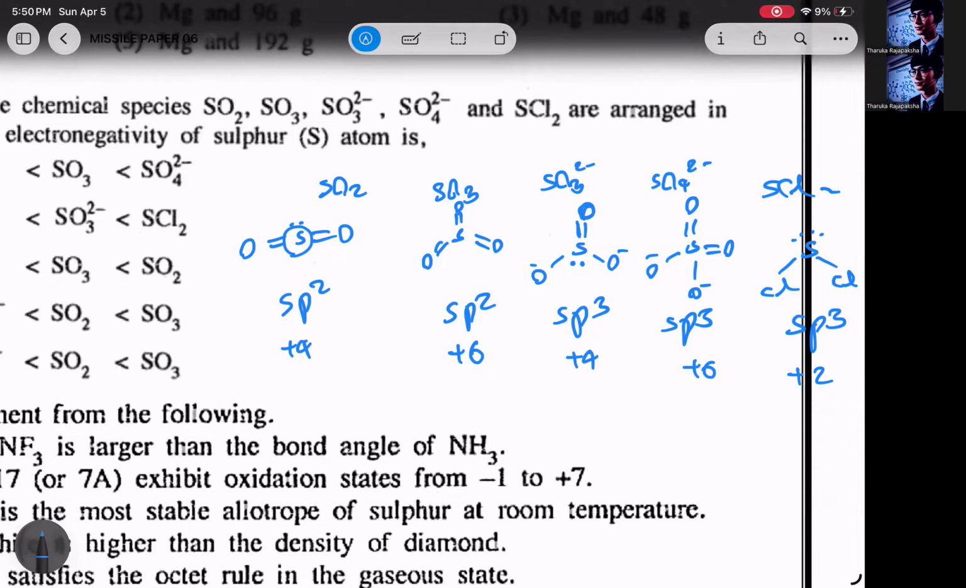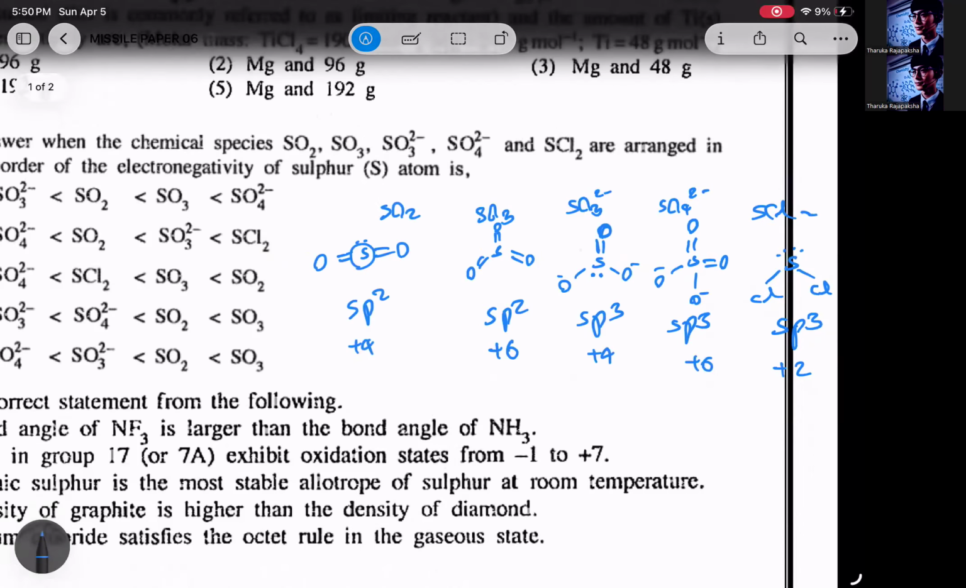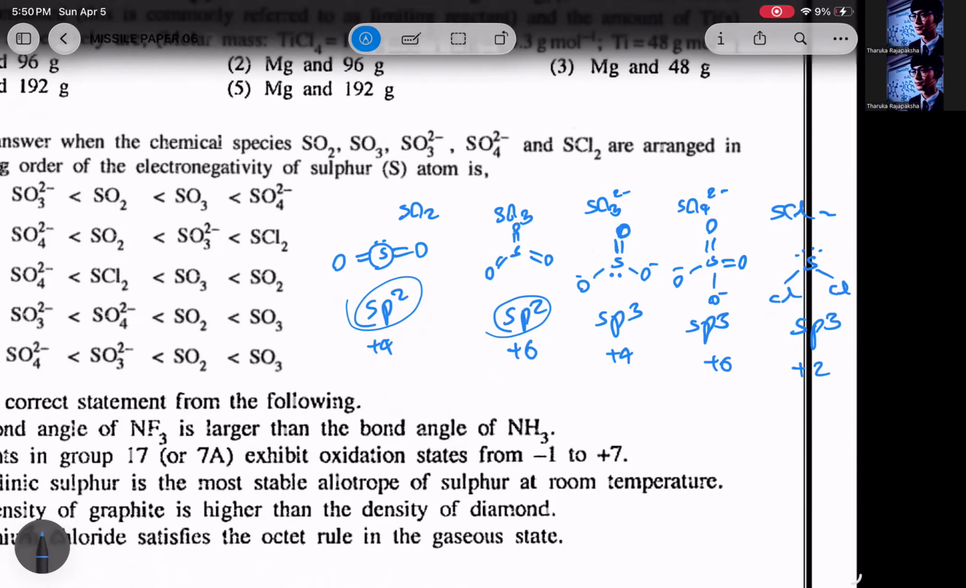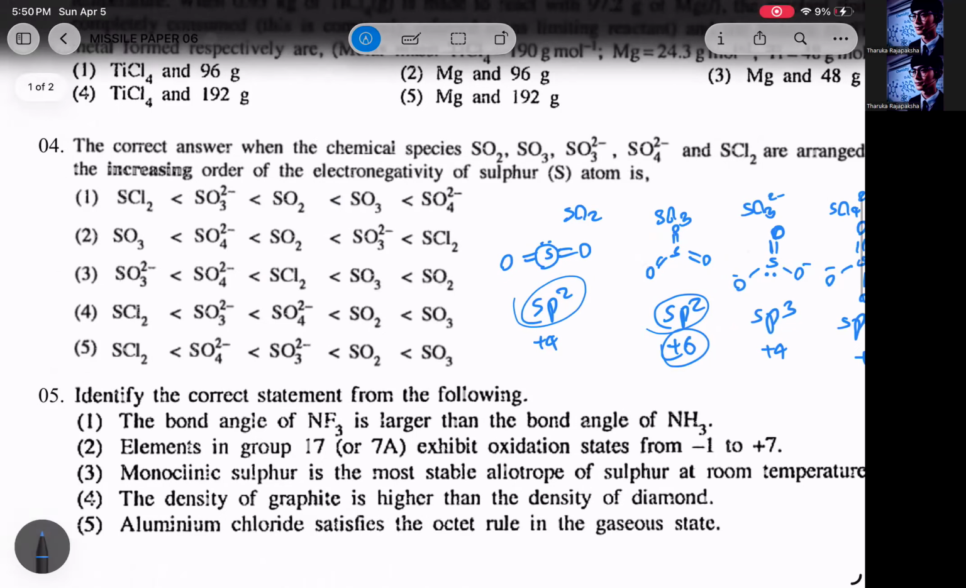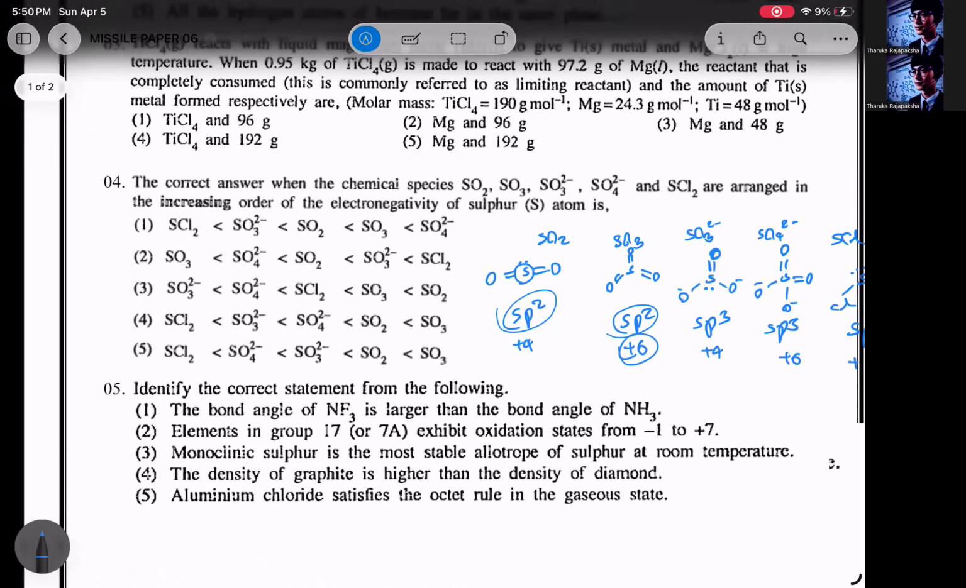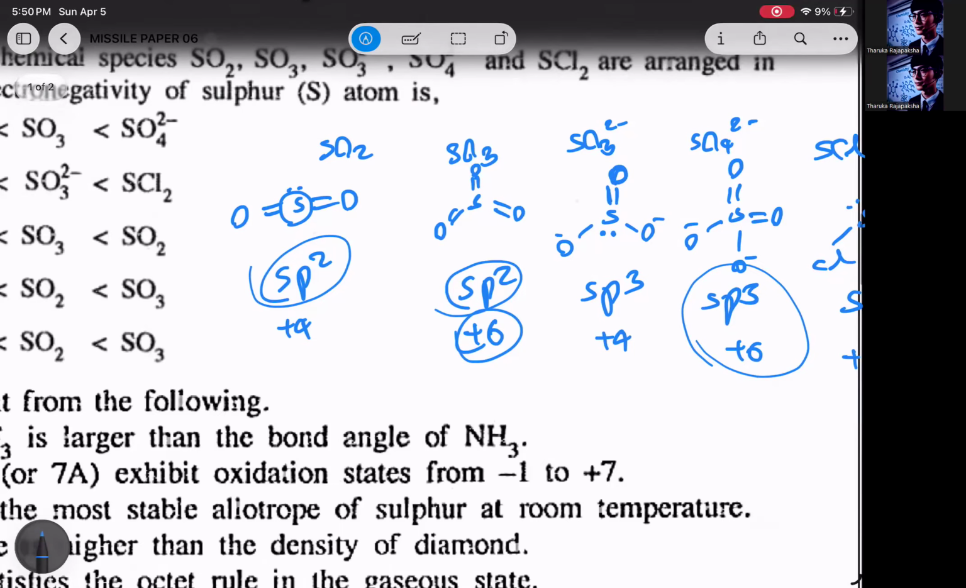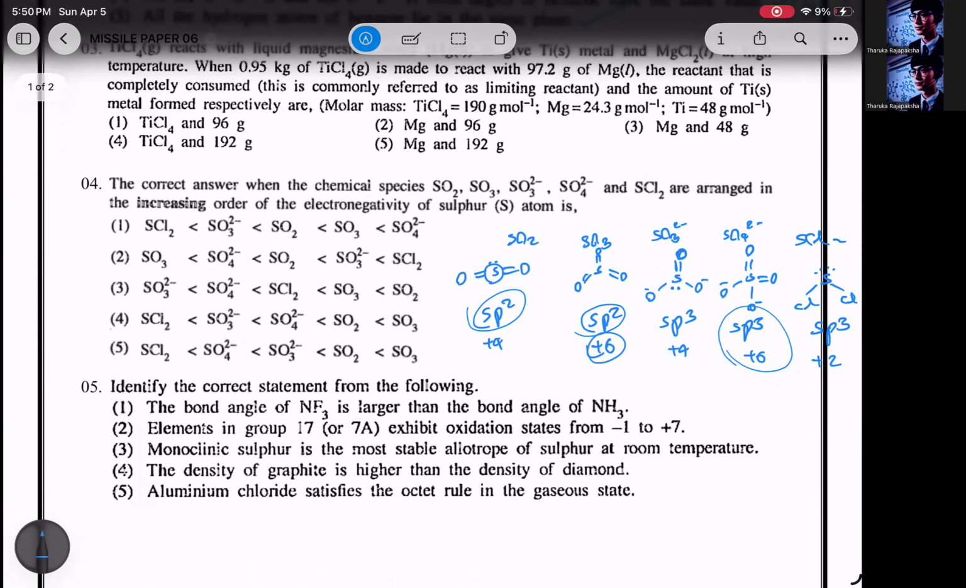Right? Chlorine is more electronegative, from the periodic variations. So chlorine is more electronegative than sulfur, so sulfur gets a +2 charge there. So according to this, we can tell the largest electronegativity are sp2. Among sp2, SO2 and SO3, who has a larger electronegativity? Then we are checking the oxidation number, right? So SO3 has the largest, then comes SO2, then comes SO4 2 minus, right? Because it has a +6 oxidation state. So the correct answer is answer number 4.